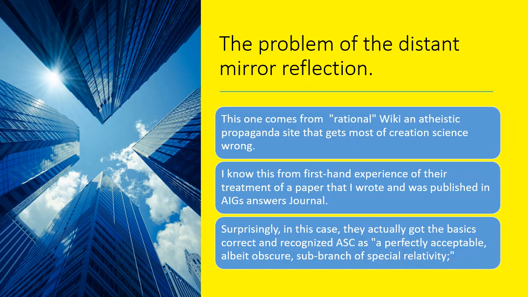This one comes from Rational Wiki, an atheistic propaganda site that gets most of creation science wrong. I know this from first-hand experience of their treatment of a paper that I wrote and was published in Answers in Genesis's Answers journal. Surprisingly, in this case, they actually got the basics correct and recognized ASC as a perfectly acceptable, albeit obscure, subbranch of special relativity.